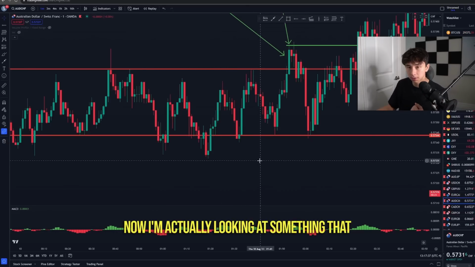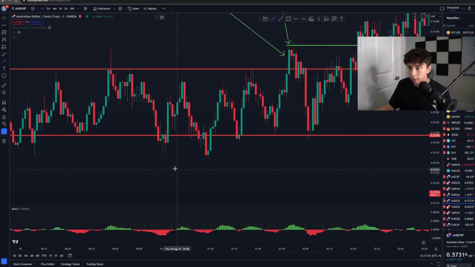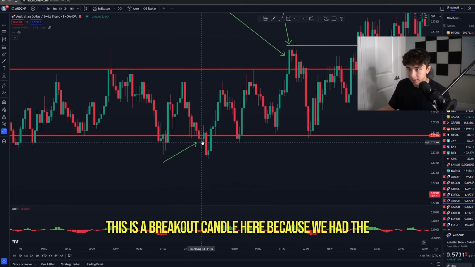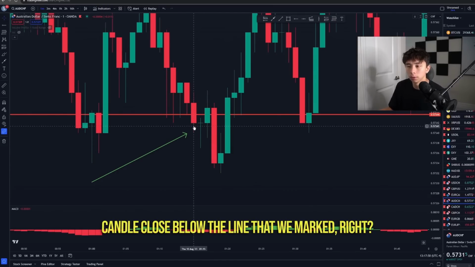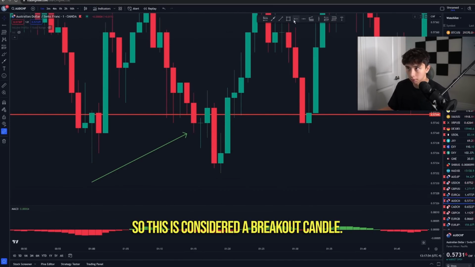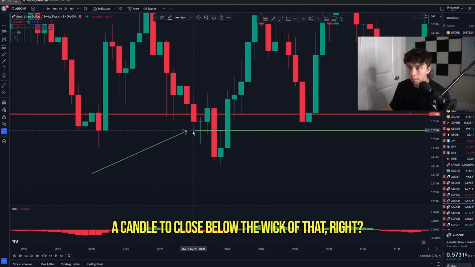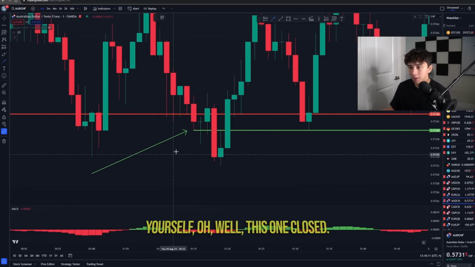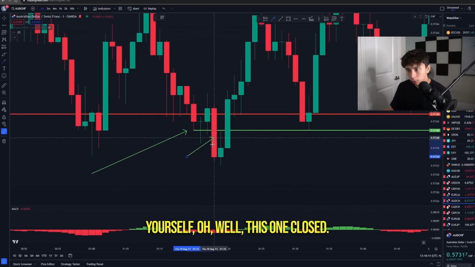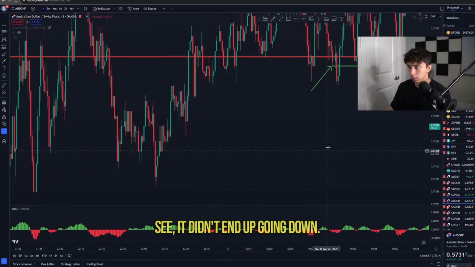Now I'm looking at something that you guys might have some questions on. This is a breakout candle here because we had the candle close below the line that we marked, right? So this is considered a breakout candle. For it to officially be confirmed as a breakout, we need a candle to close below the wick of that, right? And then you may be asking yourself, well, this one closed. How come this was a fake out? See, it didn't end up going down.